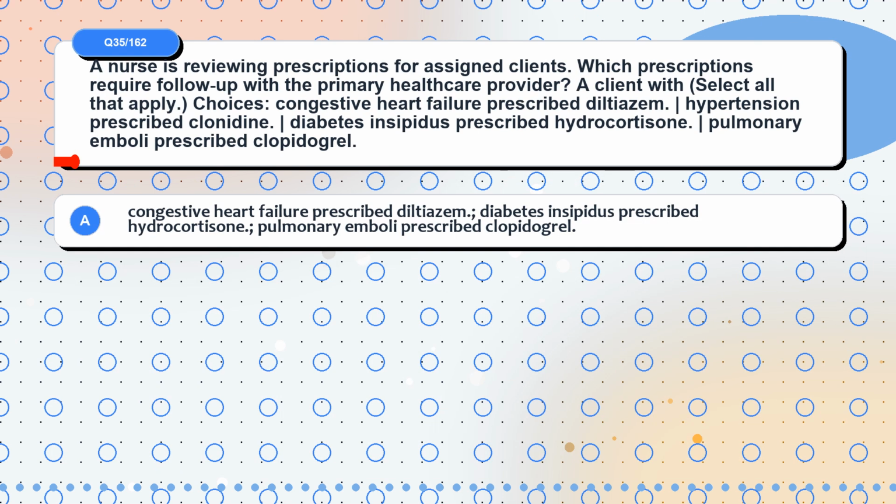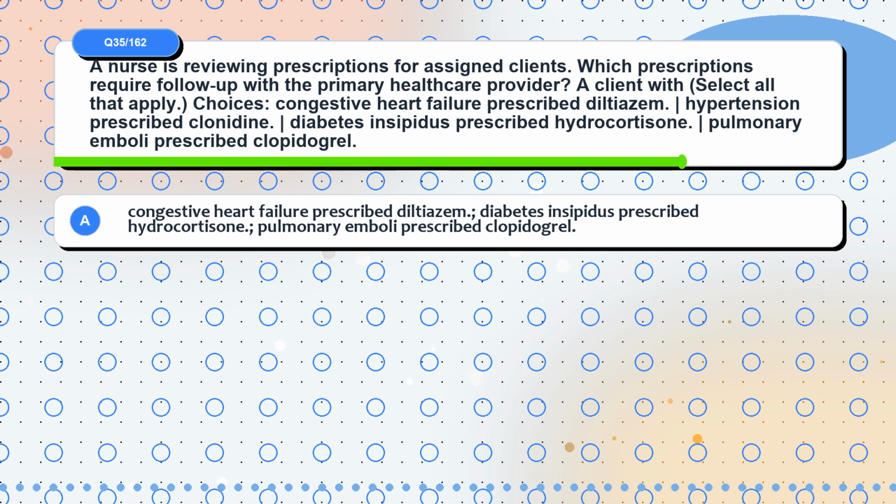Question 35. A nurse is reviewing prescriptions for assigned clients. Which prescriptions require follow-up with the primary healthcare provider? A client with, select all that apply. Choices. Congestive heart failure prescribed diltiazem. Hypertension prescribed clonidine. Diabetes insipidus prescribed hydrocortisone. Pulmonary embolism prescribed clopidogrel.